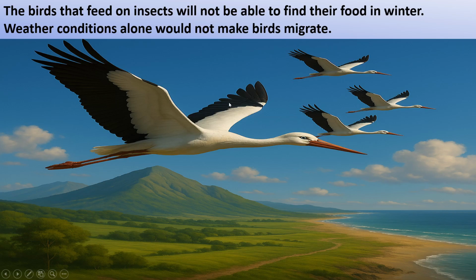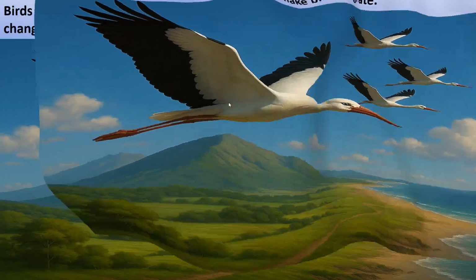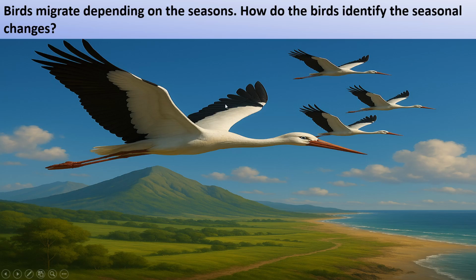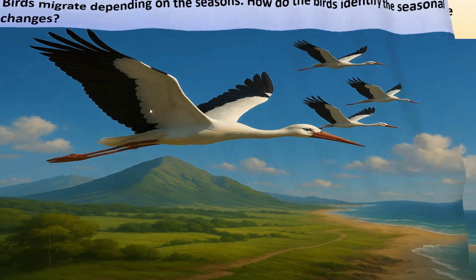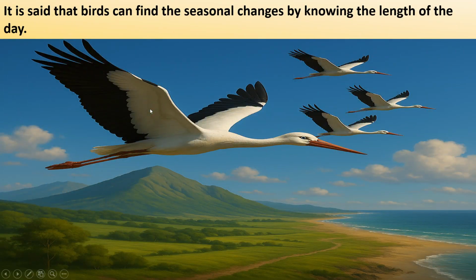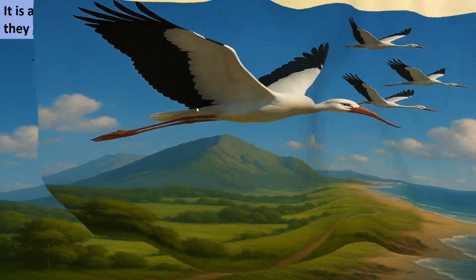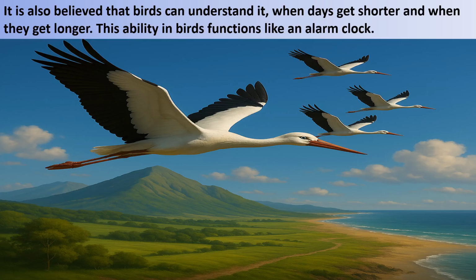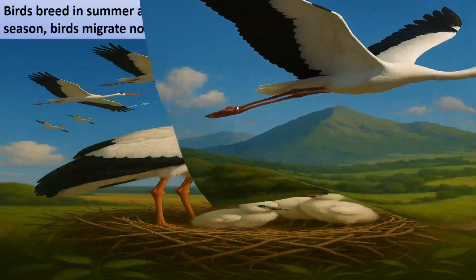Weather conditions alone would not make birds migrate. Birds migrate depending on the season. How do the birds identify the seasonal changes? It is said that birds can find the seasonal changes by knowing the length of the day. It is also believed that birds can understand it when days get shorter and when they get longer. This ability in birds functions like an alarm clock.